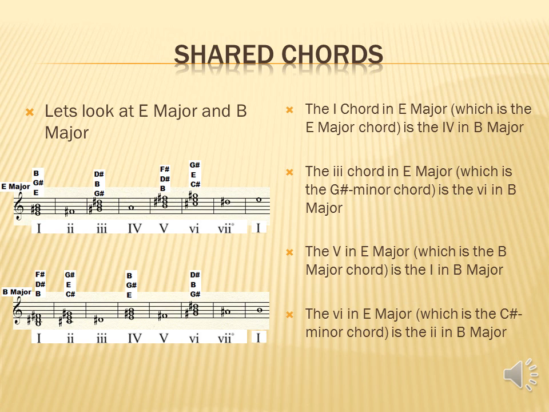The 1 chord in E major, which is the E major chord, is the 4 chord in B major. The 3 chord in E major, which is the G sharp minor chord, is the 6 chord in B major. The 5 chord in E major, which is the B major chord, is the 1 chord in B major. And the 6 chord in E major, which is the C sharp minor chord, is the 2 chord in B major.